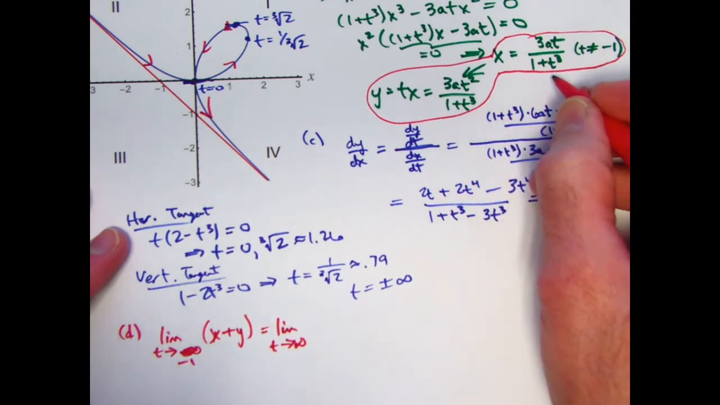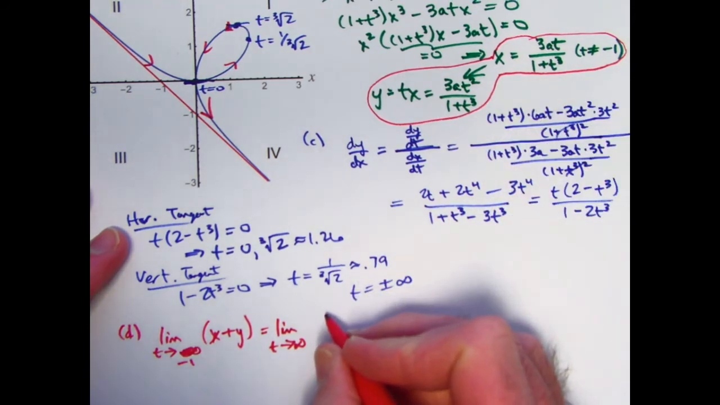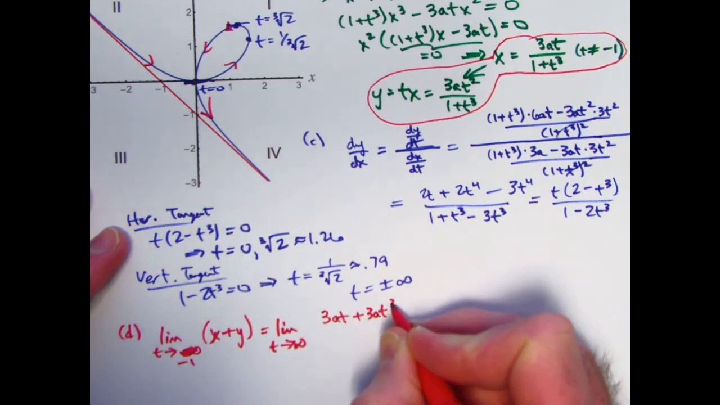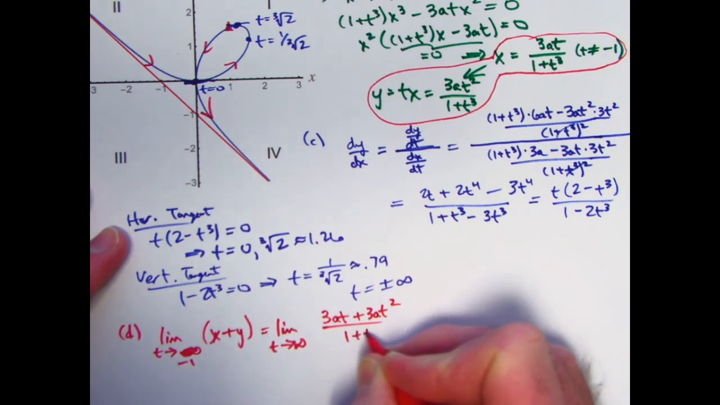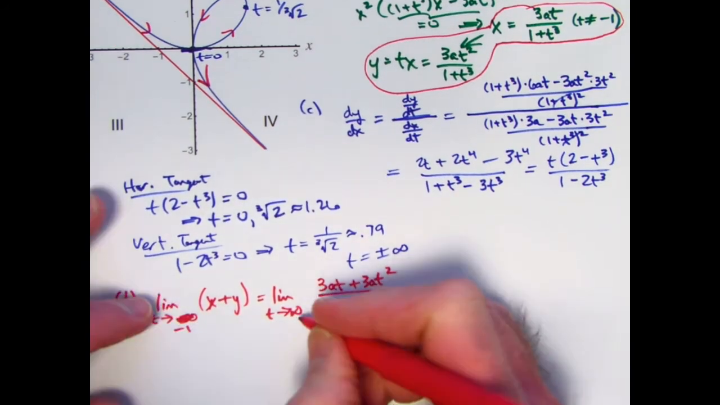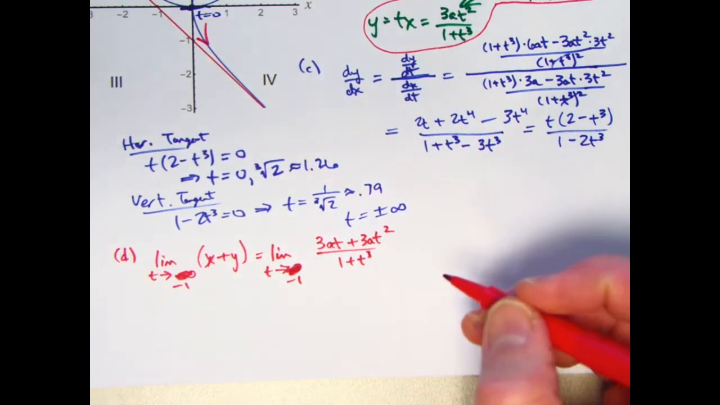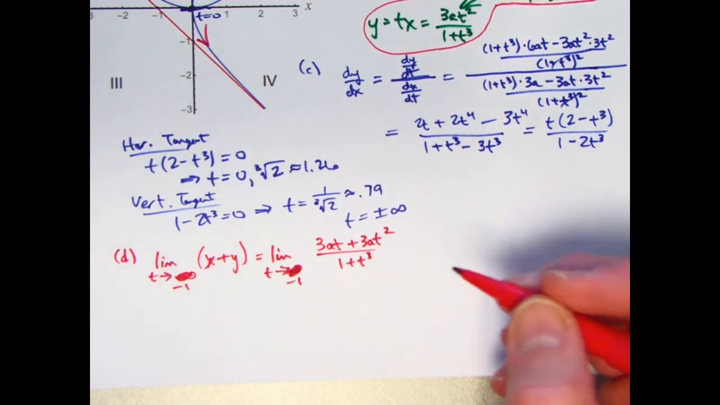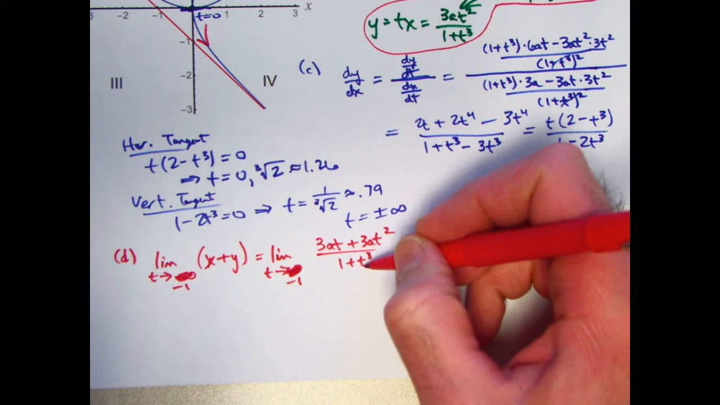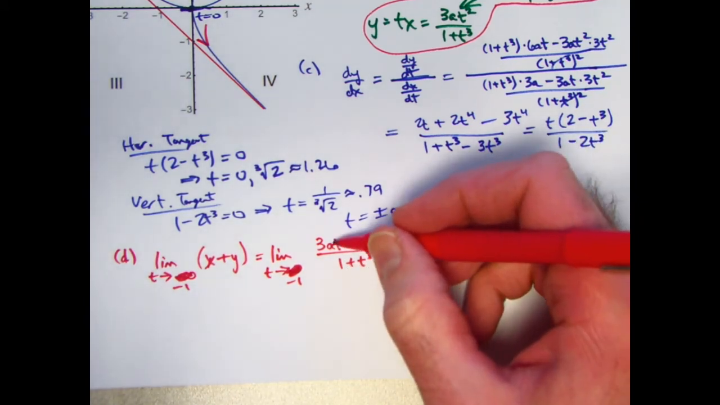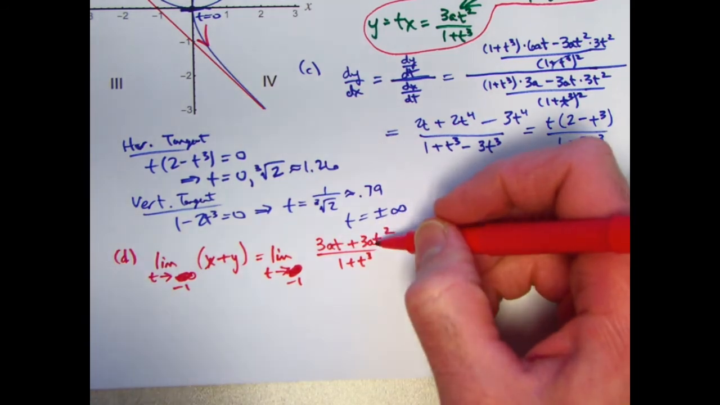They already have a common denominator, so I can just add the numerators. I got 3at plus 3at squared all over 1 plus t cubed. This, I keep writing infinity, -1. As t approaches -1, both the top and the bottom go to 0. -1 cubed is -1. 1 plus -1 is 0. Here we get a -3a, and here we get a +3a.